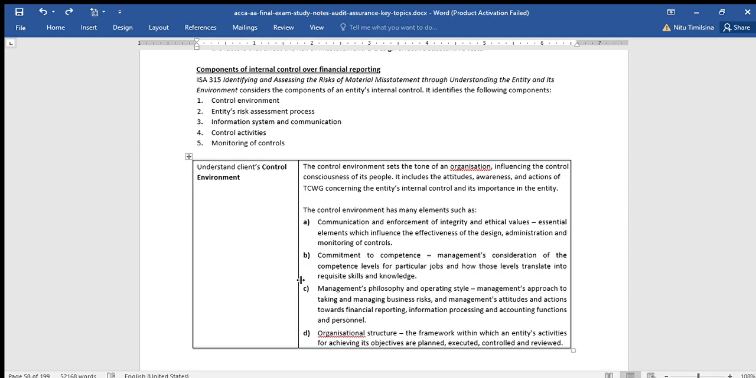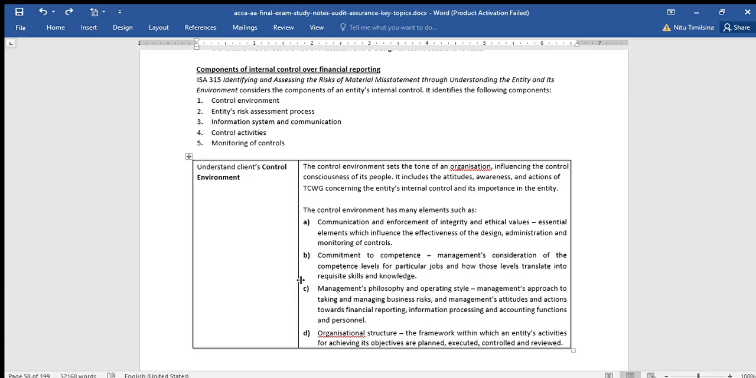First, in the control environment, understand the client's control environment. The control environment sets the tone of an organization, including influencing the control consciousness of its people. It includes the attitudes, awareness, and actions of TCWG concerning the entity's internal control and its importance in the entity. The control environment has many elements such as communication and enforcement of integrity and ethical values. These are essential elements which influence the effectiveness of the design, administration, and monitoring of controls.